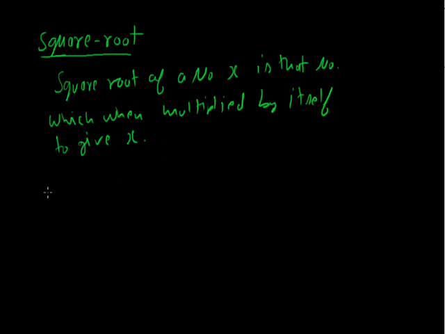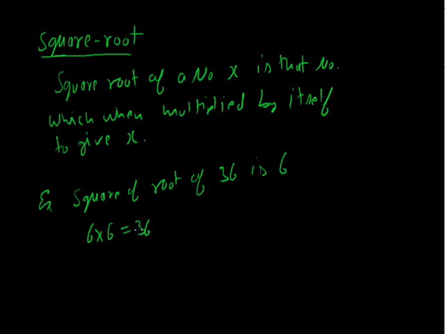Let's understand with an example. The square root of 36 is 6. Why? Because if we multiply 6 by itself, it gives you 36. Now we write square root by this sign. So the square root of 36 is equal to 6. This is the symbol to write the square root.